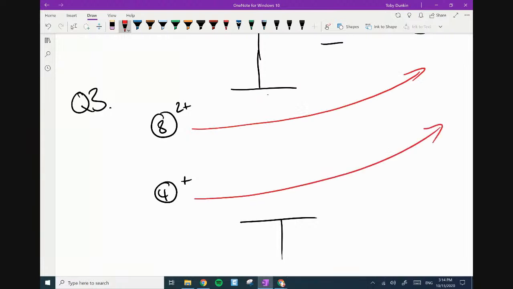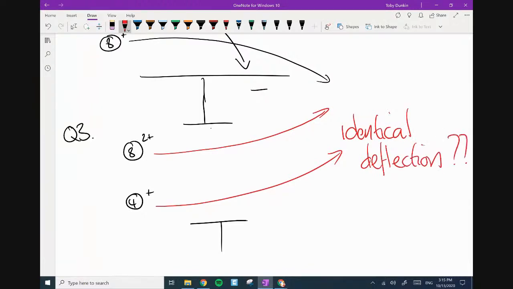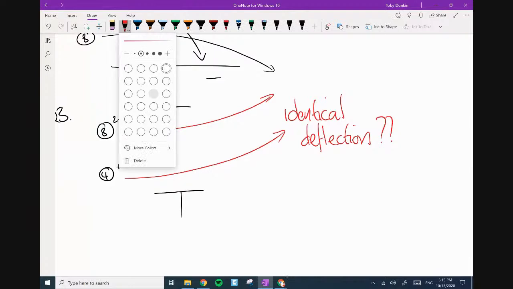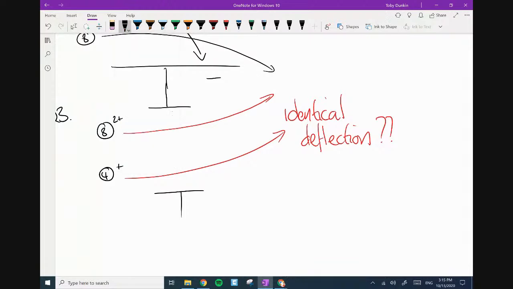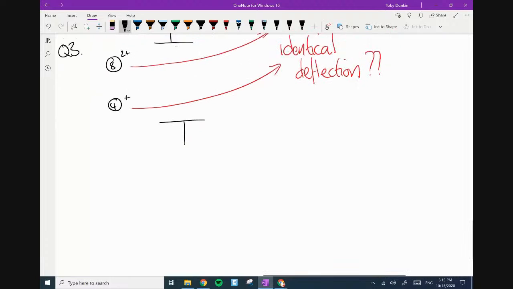Their deflection is identical. Identical deflection. Why? The reason is m over z. We realized that both the mass and the charge of the particle affected their deflection. And what we realized we could do, okay, so we've had lots of really nice examples here. Going back over to this.